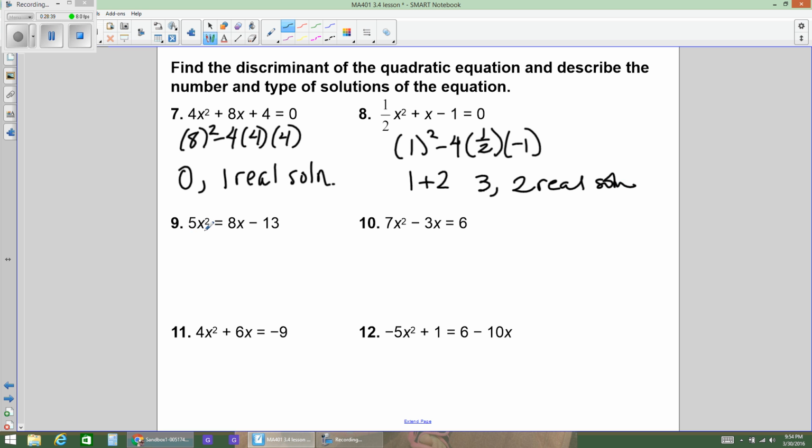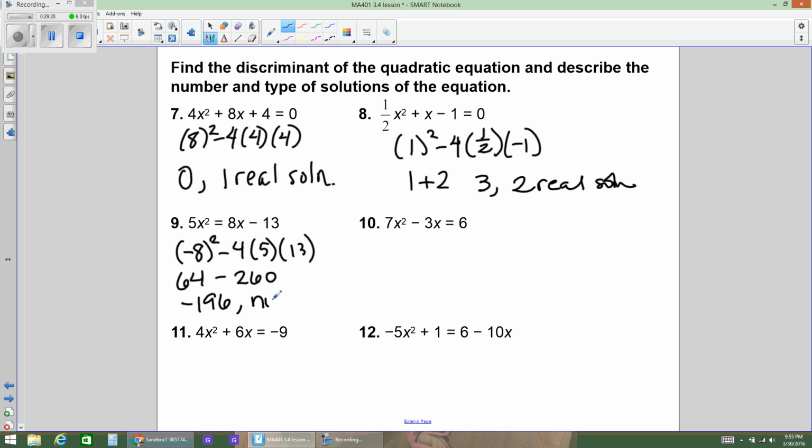Okay, this one I have to move the values over first. So I am going to subtract the 8x over to the left. I'm going to add the 13 over to the left. So b is going to be negative 8 squared minus 4 times a is 5 and c is positive 13. And I'm going to put that straight into my calculator, even though I know this is 64. So 4 times 5 times 13, 260. So when I subtract, I get negative 196.